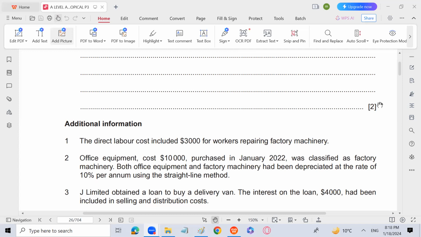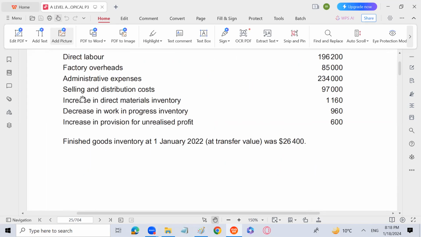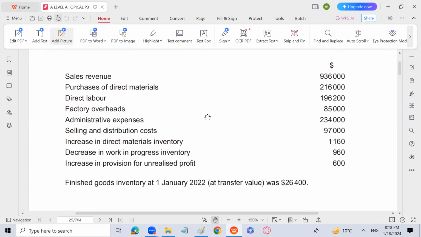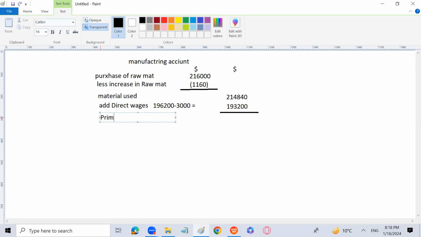So from direct labor we will subtract 3,000. The direct labor cost given is 196,200 minus 3,000, that is going to be 193,200. Let's make a total of it. So we will get the prime cost. Prime cost, basic cost will be our answer. How much does it come to? Total it.